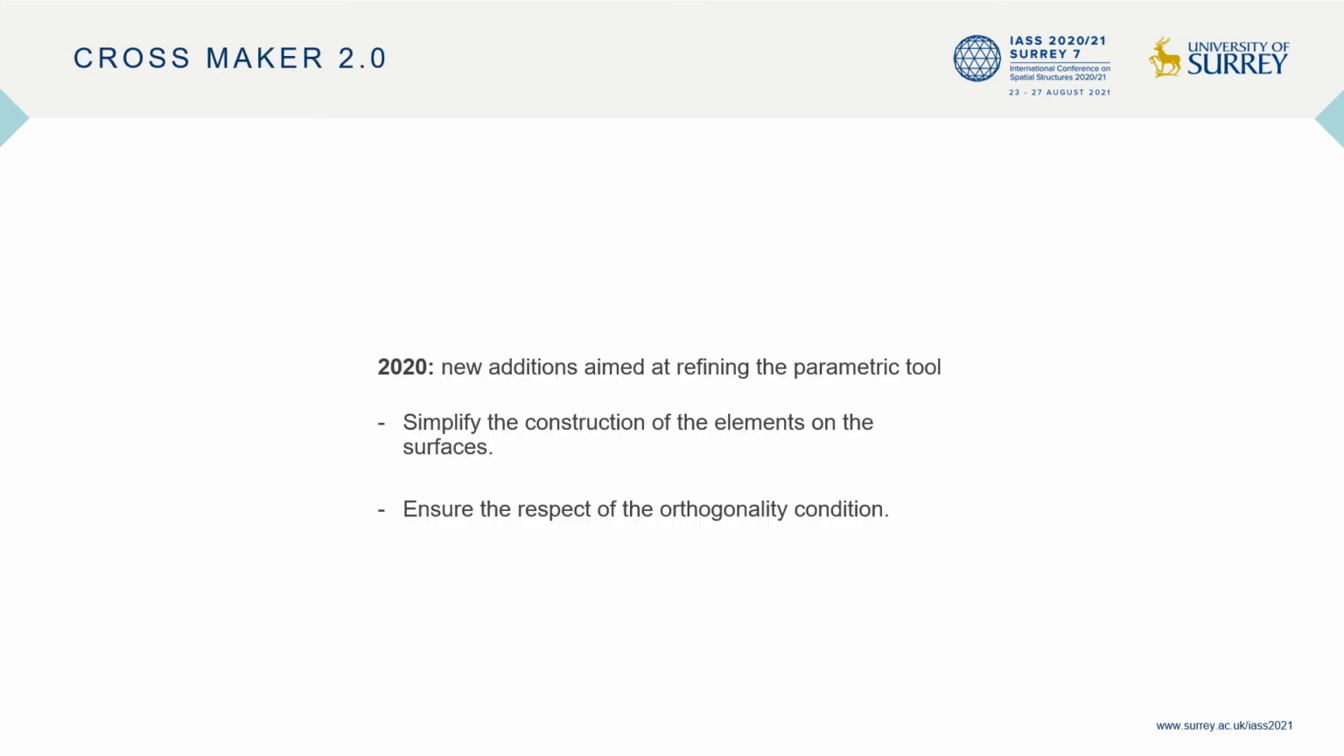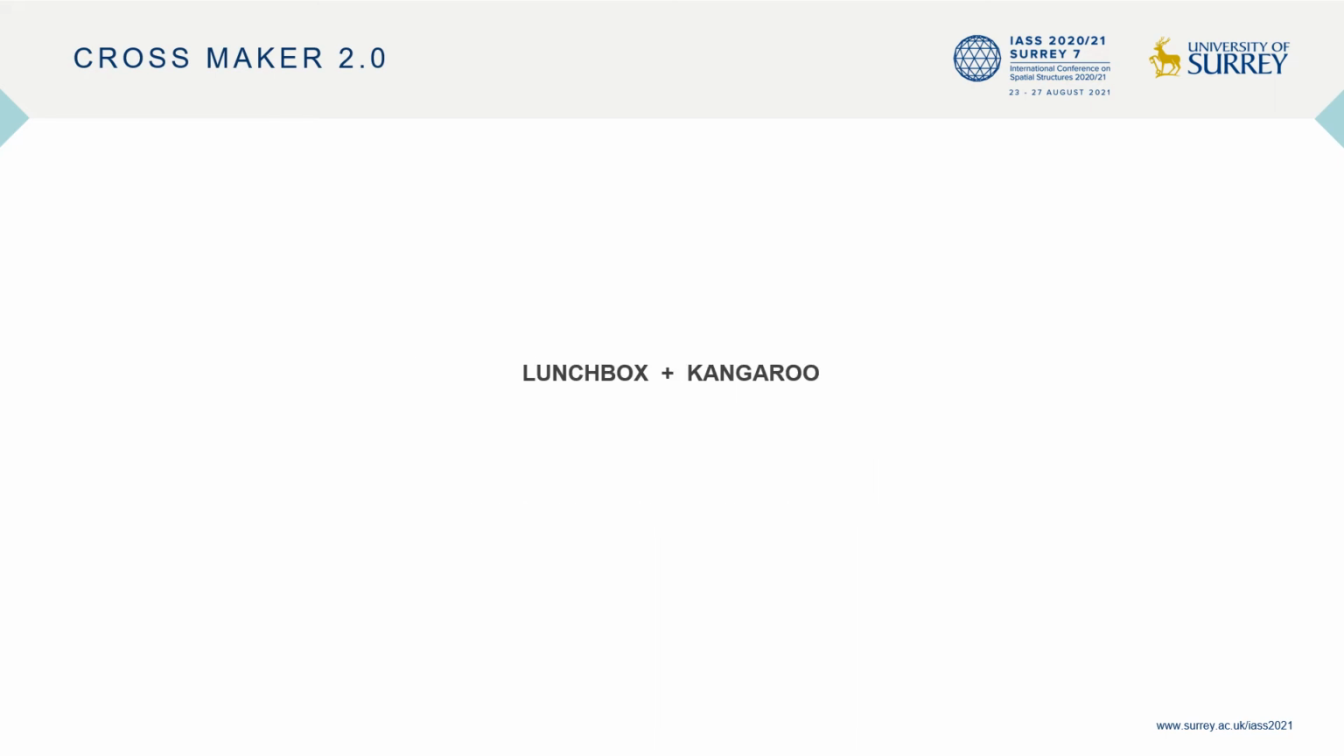In 2020, the research saw new additions aimed at refining the parametric tool. The goal was to simplify the construction of the elements on the surfaces and to ensure that the orthogonality condition was perfectly respected. The new version of the tool integrates two Grasshopper add-ons, Lunchbox and Kangaroo. The first one is capable of discretizing surfaces with a wide range of panel shapes, while the second one is a live physics engine used to improve the panel planarization.